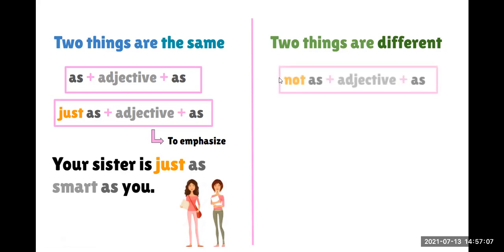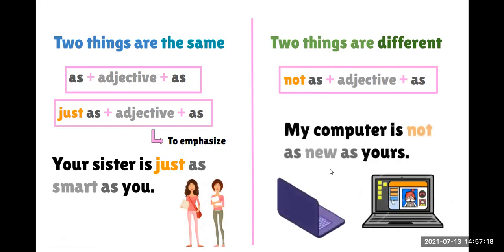And then we have two things are different. We use not. The only difference is that we need to use not. Not as, adjective, and as. My computer is not as new as yours. Mi computadora no es tan nueva como la tuya. Okay? Can you formulate some sentences using things like this? As, adjective, and as, to say that two things are the same, and not as, adjective, and as, to say that two things are different. What can you say?